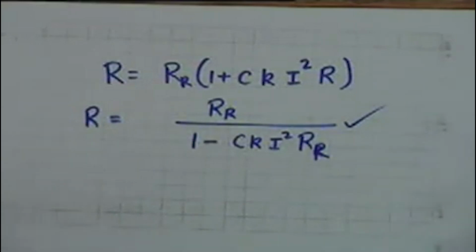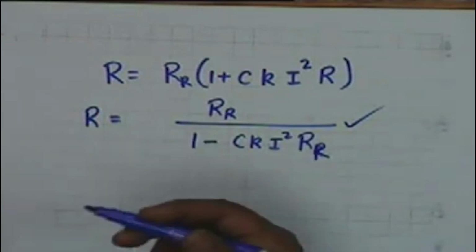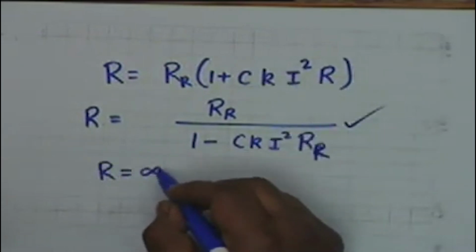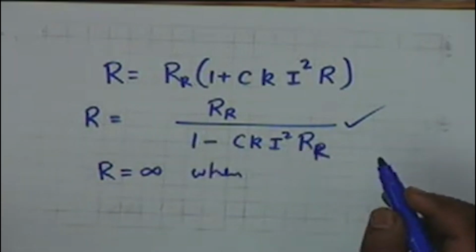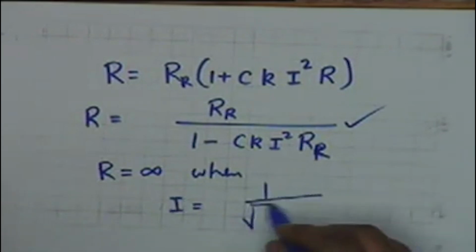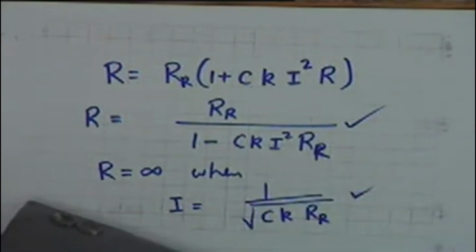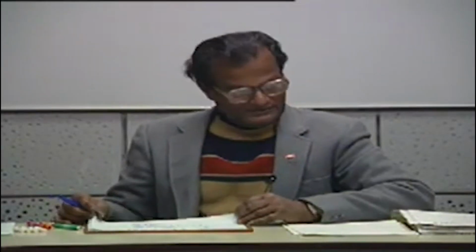Number 2, at what current does it blow off? When it blows off, R becomes infinity. Blowing off means it becomes an open circuit, and therefore R becomes infinity. R equals infinity when the denominator becomes equal to 0, and therefore I becomes equal to 1 over the square root of C K R_R. That is the solution to the problem. Is that clear? Very simple problem. Any question on this? No.